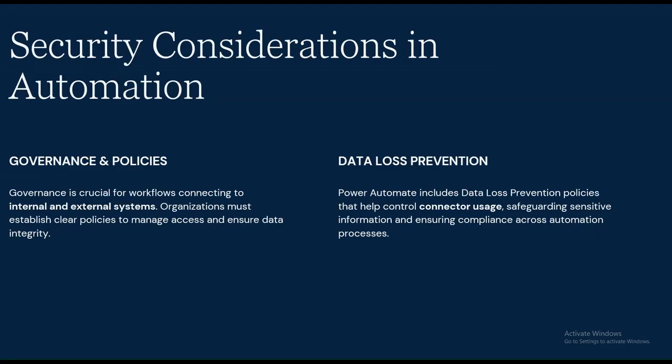Another important factor is security. Since workflows can connect to many internal and external services, organizations often implement governance policies. In Power Automate, administrators can create data loss prevention policies to control which connectors can be used together. In Azure Logic Apps, organizations can use Azure Policy to manage and secure the integrations. So whenever you build automation, always think about security and governance from the beginning.